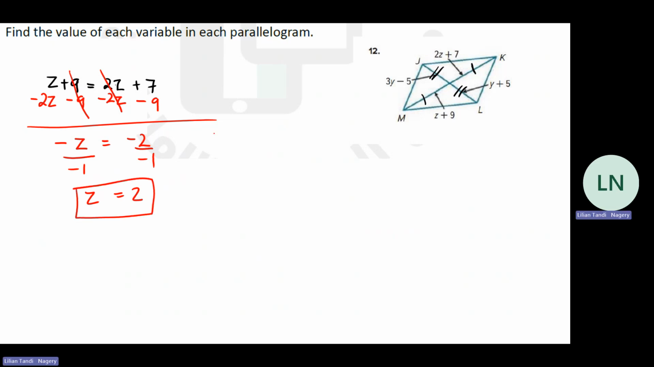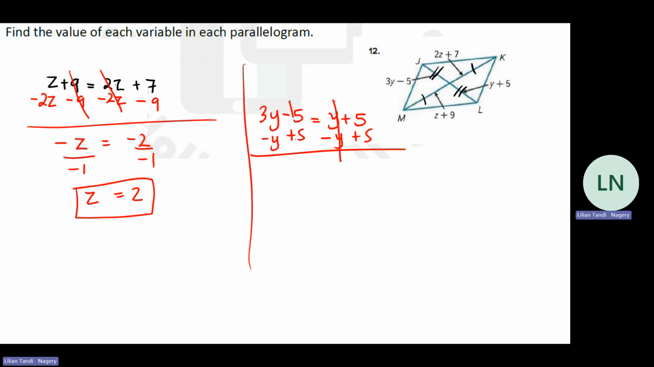Very good. Now let's do 3y minus 5 is equal to y plus 5. Minus y, plus 5, plus 5. This becomes 0. 2y equals 10. Divide by 2. Divide by 2. Y is equal to 5. Box your answer.